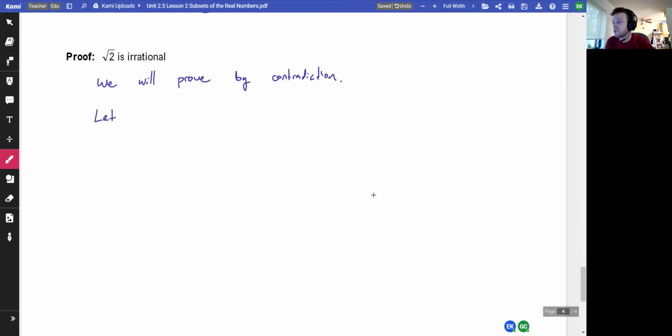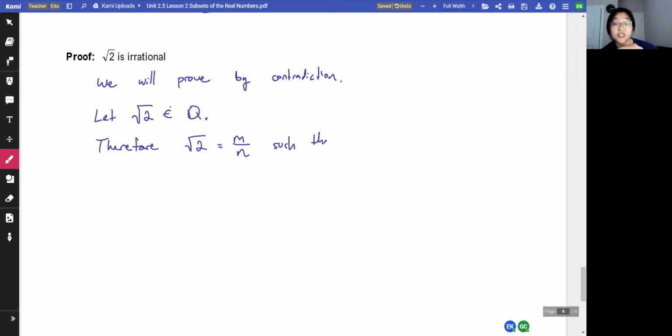So let root 2 be rational. That means there has to be an m over n that can represent root 2. Therefore, the square root of 2 is equal to m over n, such that m and n are integers.